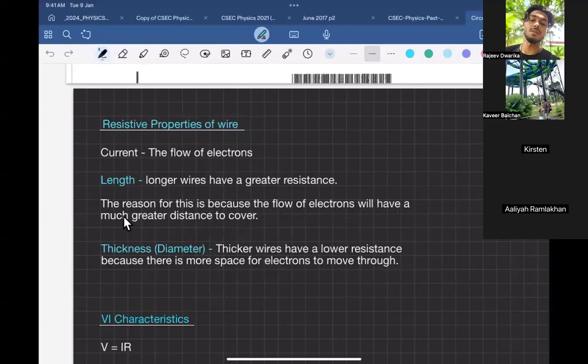Think of it like this. If you have a road, and the road has three lanes, would it have as much traffic as if the road were one lane? No. So that makes sense. The real reason why length results in greater resistance has to do with collisions and that kind of thing, but this does advance the idea. So you all can copy that down.